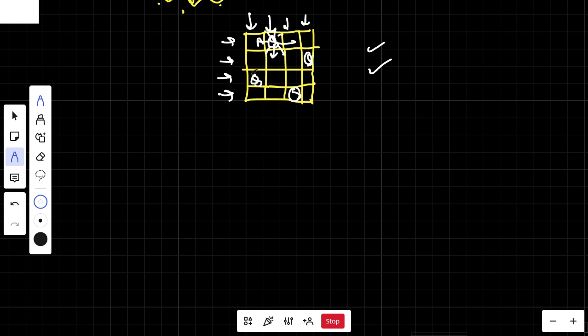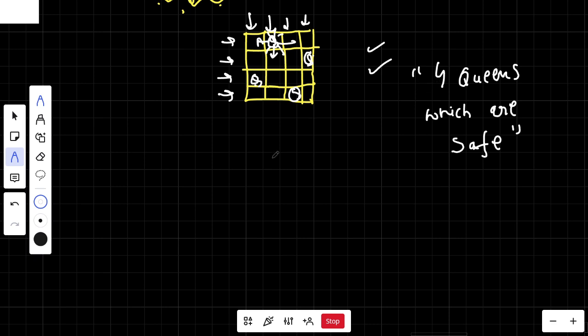So it is safe. Over here also this is safe. This one is also safe, and this one is also safe. So you can see there are four queens which are safe. All the four queens are safe. You can clearly see that. So this condition is also fulfilled.